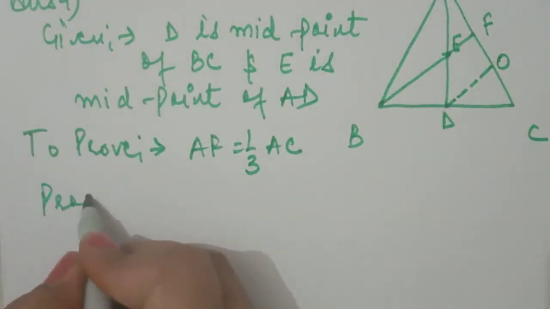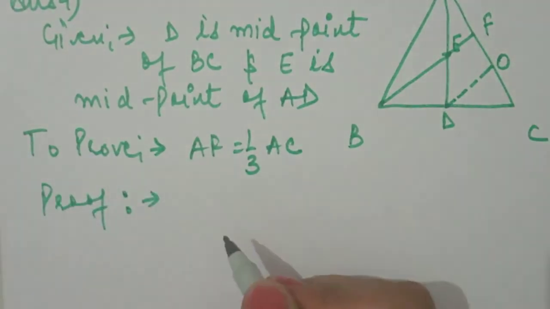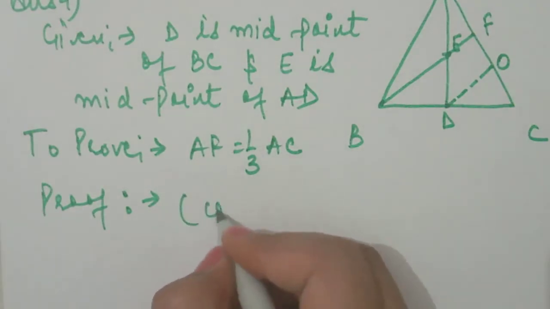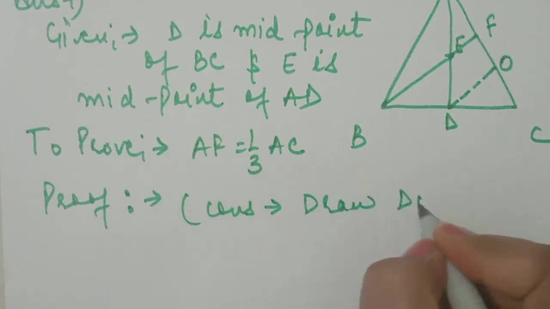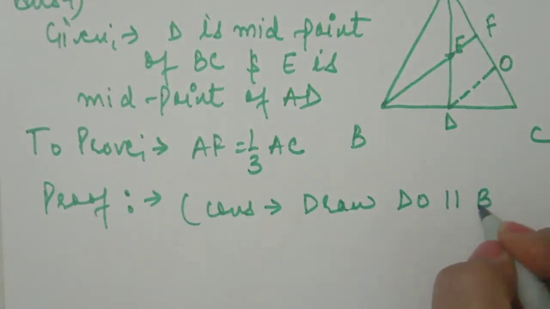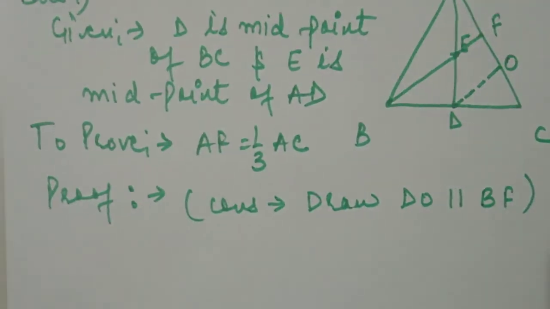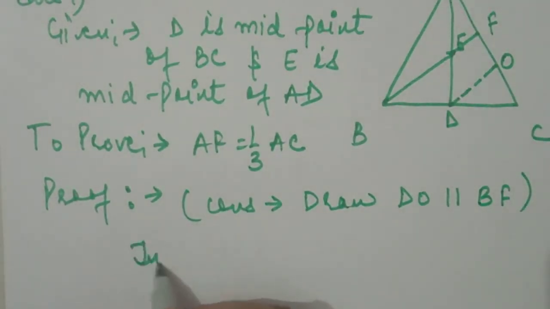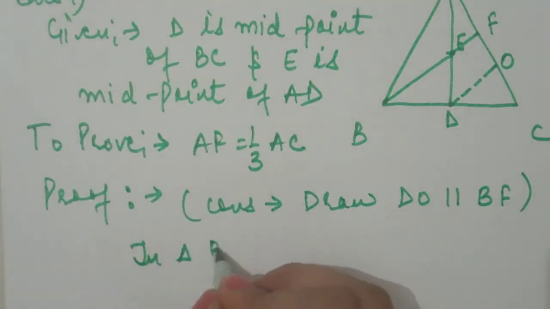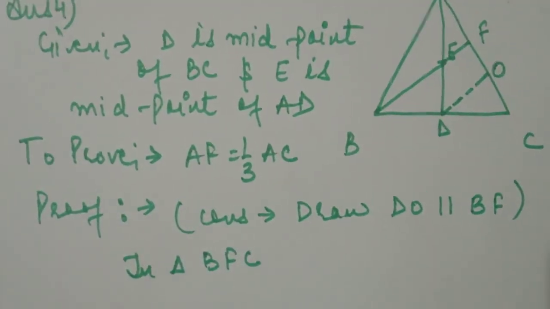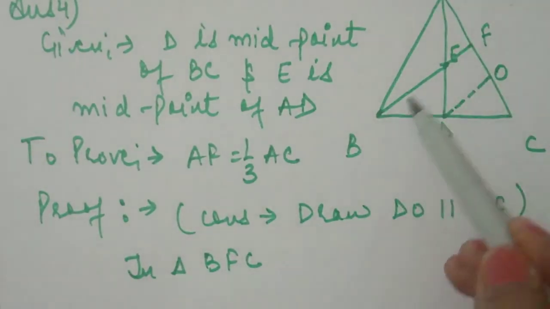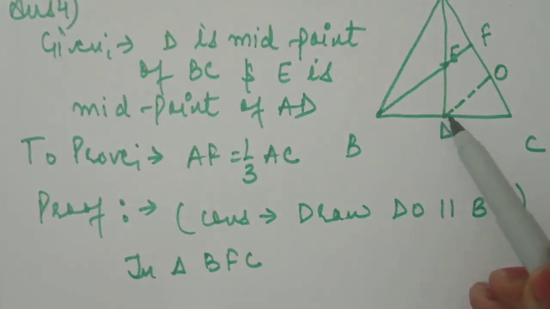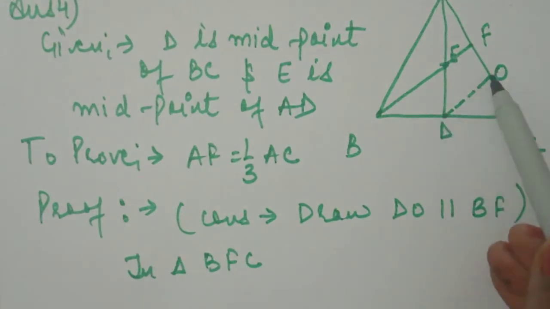Proof. Construct: draw DO which is parallel to BF. Now in triangle BFC, this line is parallel to this line and D is the midpoint. So by the converse of the midpoint theorem, O is the midpoint of FC.